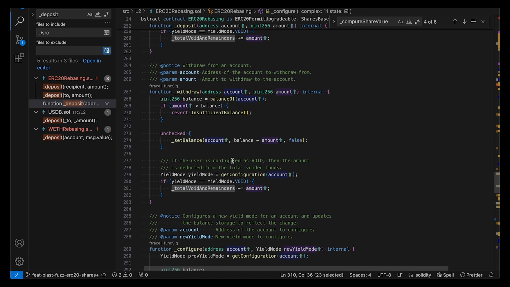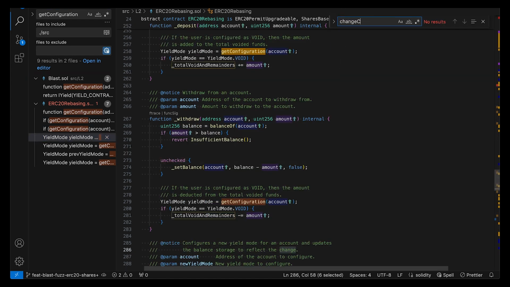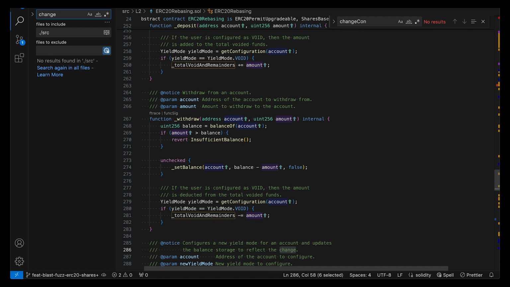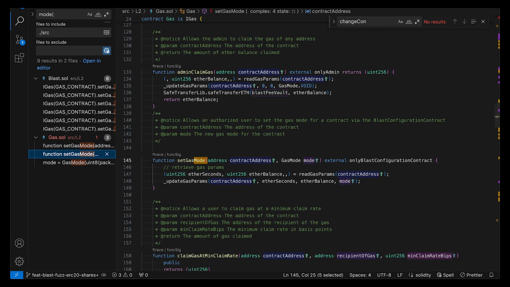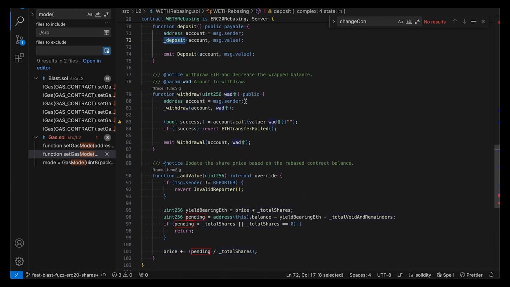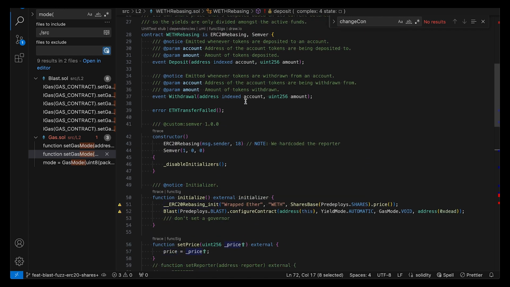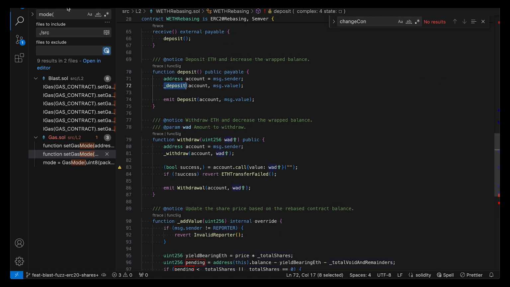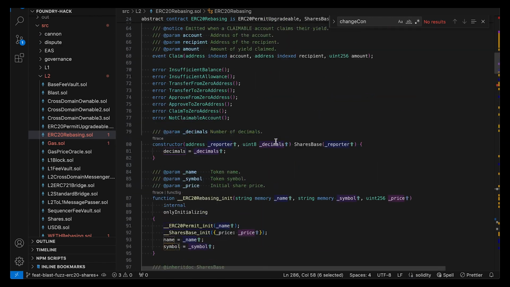And another aspect was the ability of changing configuration. I don't exactly remember where you would change the configuration. Change mode, maybe. Set mode. Set gas mode, but I'm pretty sure it was around here on the rebasing contract, where you would effectively be able to opt in and opt out. And once we go into the tester, you'll see that that was set up in order to test that behavior. And so that will be our ERC20 rebasing.